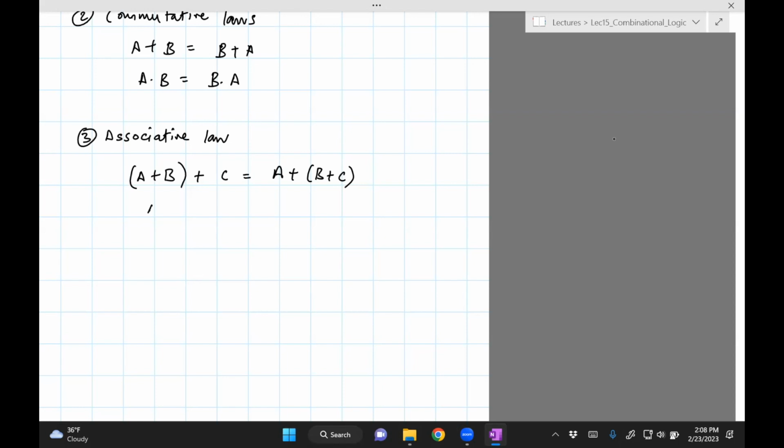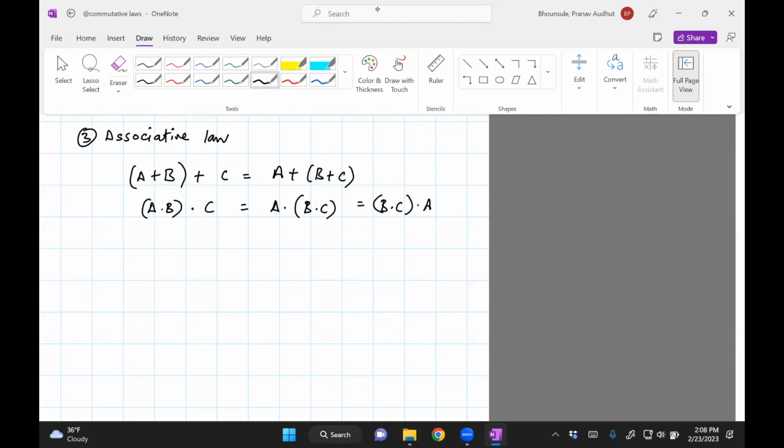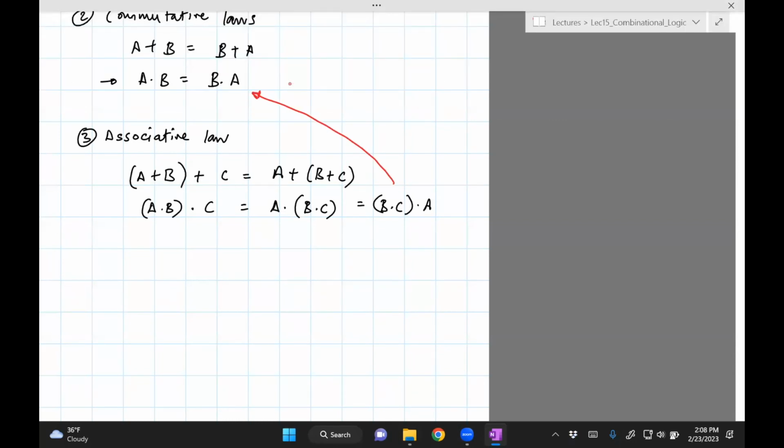Similarly, if you have an AND gate and then you multiply it with C, so first you AND and then you have another AND gate, that's the same as taking B dot C and then doing the AND. In fact, you can also swap A dot B, same as B dot A, which I wrote down here. And so this could also be written as B dot C dot A, and the place where this comes from is from here. So that's not associative, but it is basically from the commutative law.